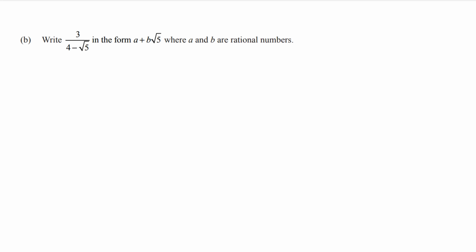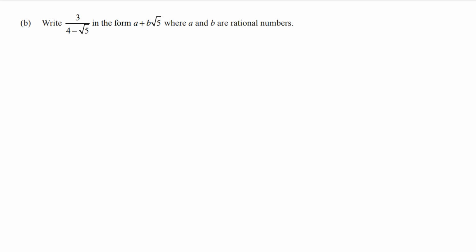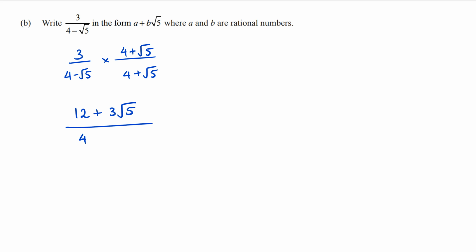Let's go to the next one. Next question, what we have is a nice rationalizing question. So all we have is 3 over 4 minus root 5. So we're going to multiply it with 4 plus root 5, and in the numerator by 4 plus root 5. When we do this, we're going to get in the numerator 12 plus 3 root 5, and in the denominator we're going to get 4 squared minus 5.